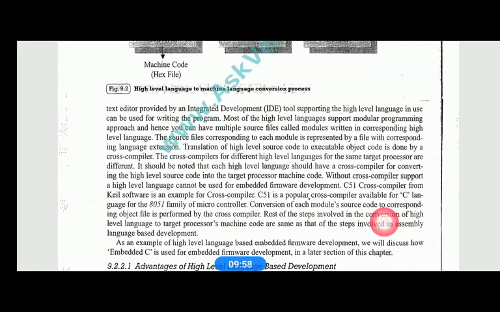A set of programs we call modules, which means the whole task or target is to be achieved by using several programs, which we call modules, right? Each module can be written in a different high level language. It is allowed to write in different high level languages, but each should be compiled with its own cross compiler.